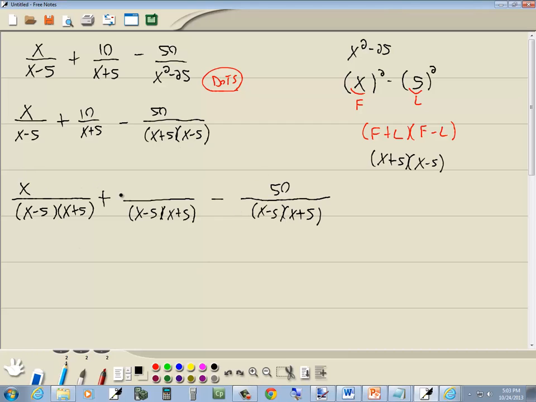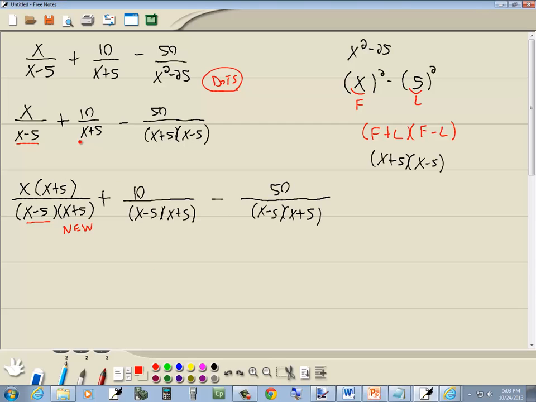Let's look at our first ones here. Okay, this one had an x minus 5. The x minus 5 is still there. The new item downstairs is the x plus 5. So whatever new item you have down here, you have to put up on top. So put x plus 5 up there.